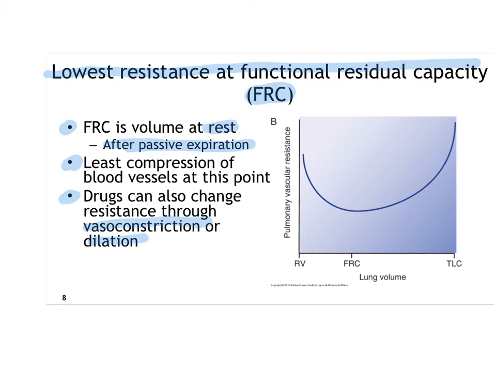The big thing is, if you're looking for the least resistant point, it's going to be at my functional residual capacity. In other words, when the person is just at rest, just after they've gotten through with passive expiration. That's when the least resistance is there.